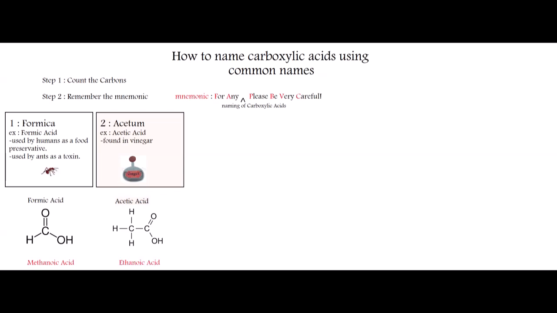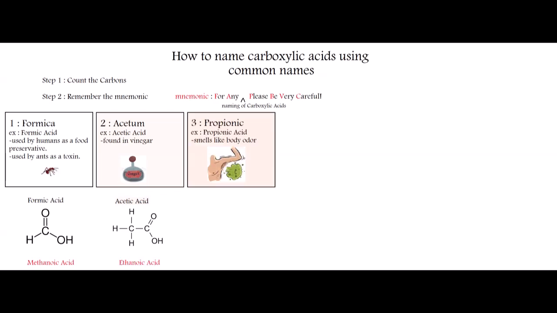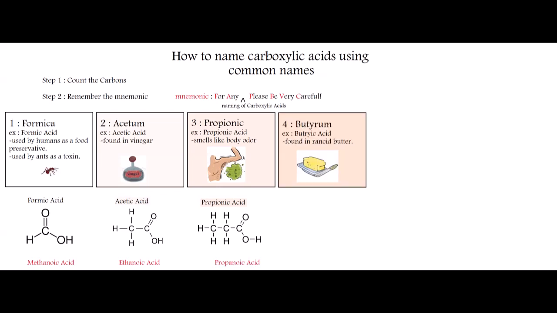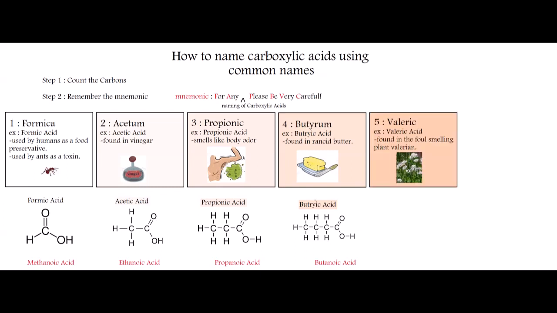Three carbons is propionic. Propionic acid smells like BO, and its IUPAC name is propanoic acid. With four carbons, we have butyrum. Butyric acid is found in rancid butter. Its IUPAC name is butanoic acid. Five carbons is valeric. Valeric acid is found in the foul-smelling plant valerian. Its IUPAC name is pentanoic acid.